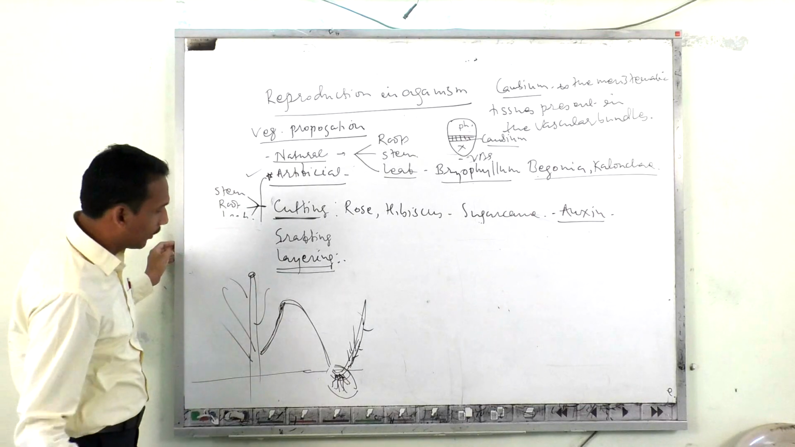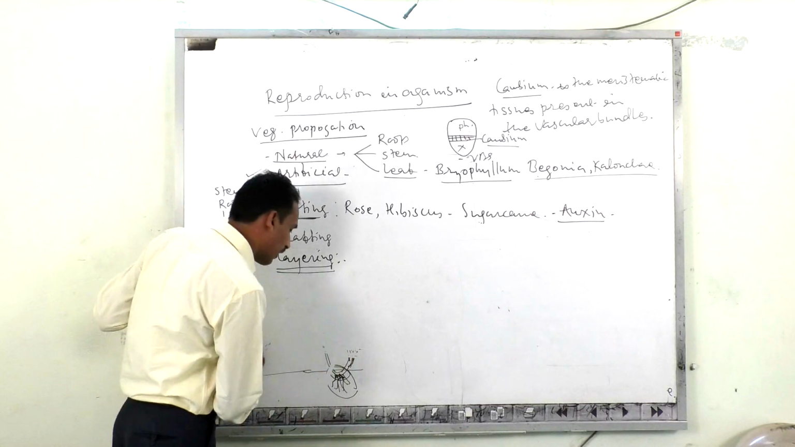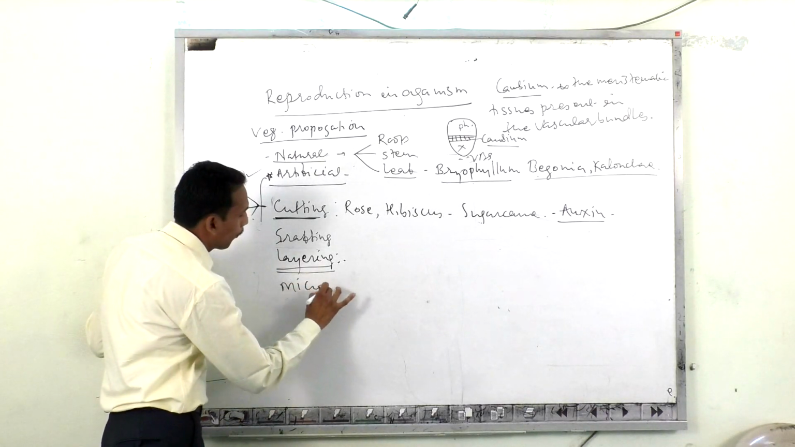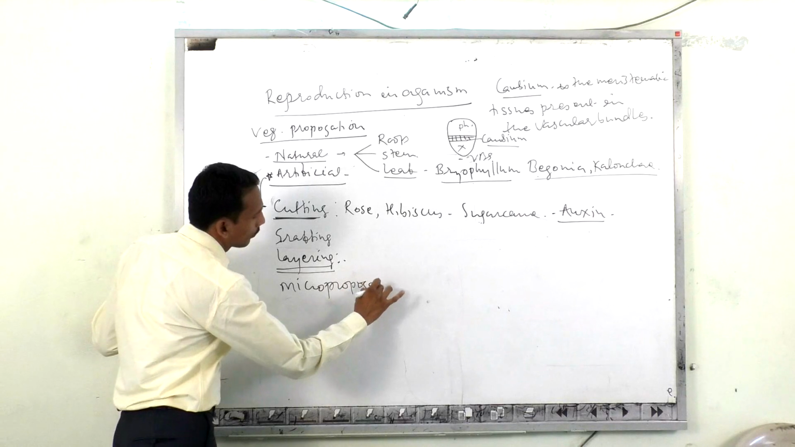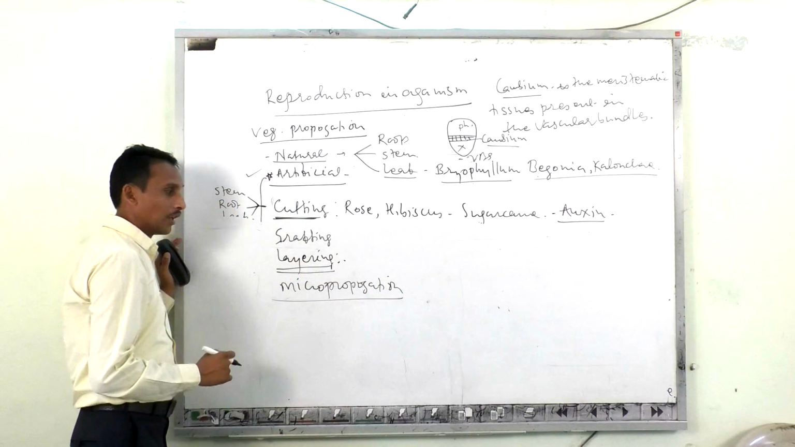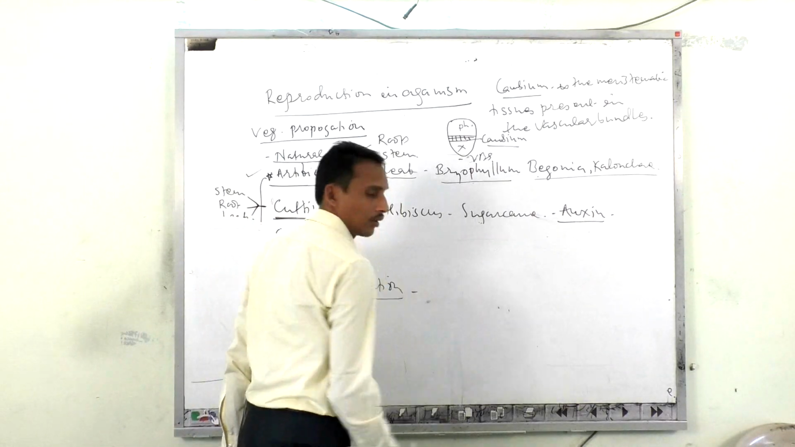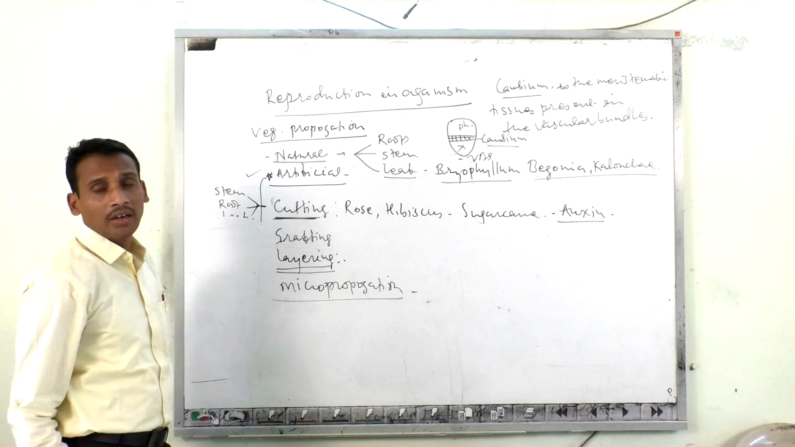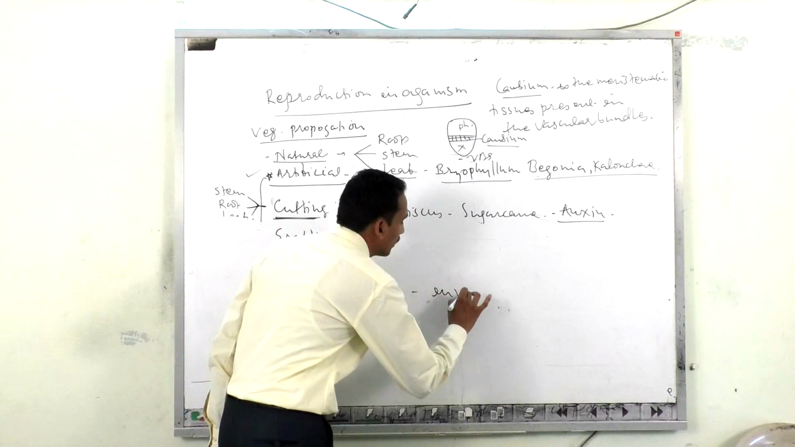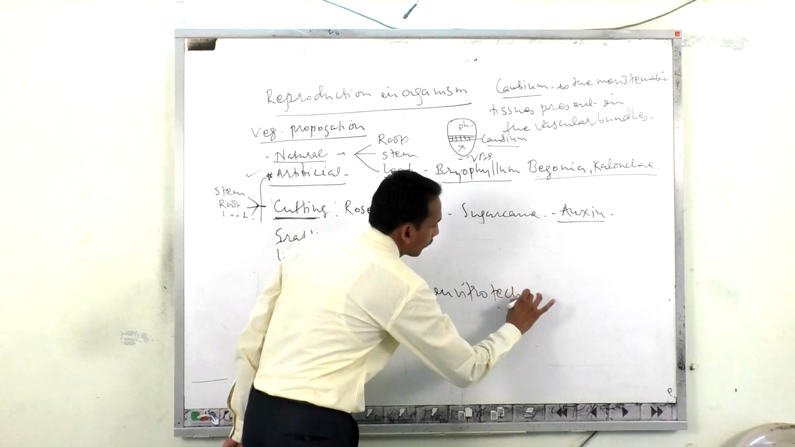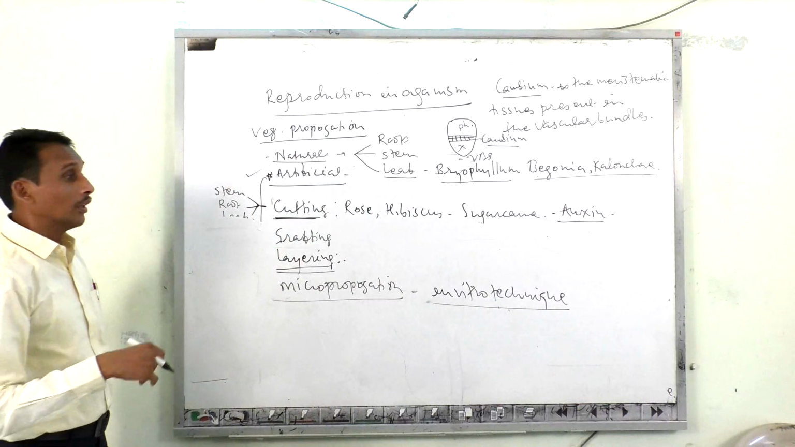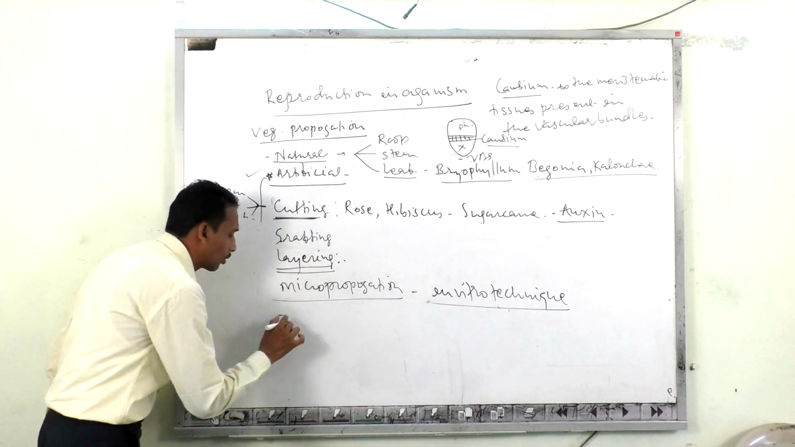And the fourth type that we have to discuss, which is a very latest technique, is called micropropagation. Micro means very small, propagation means multiplication. It is a very latest technology. It is carried out in the biotechnology lab. It is an in vitro technique. Here propagation is carried out.